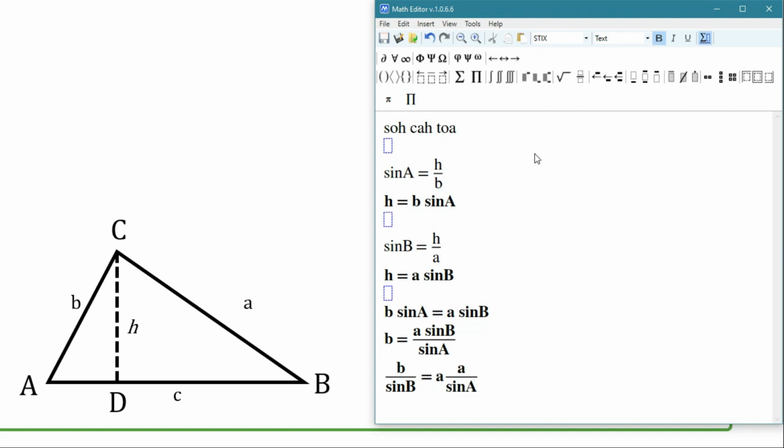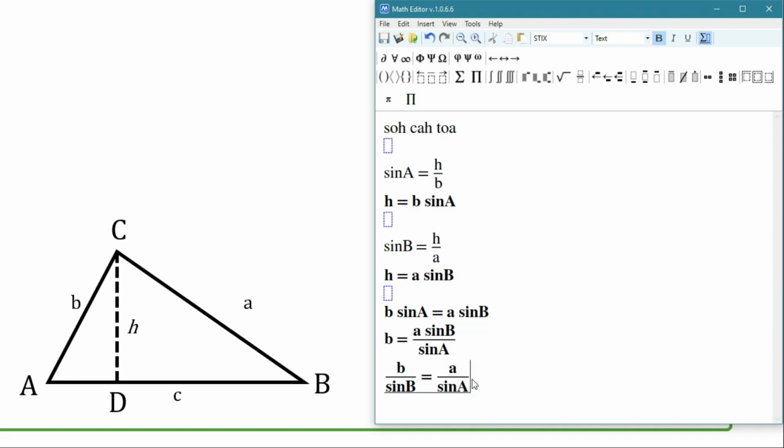Over sine of a. Okay. So in this case, we have just formed the concept regarding the side and the sine of the opposite angle. Ibig sabihin, sabi dito, the ratio of the side with that of the sine of its opposite angle is proportional to the other side and the sine of the opposite angle of the other side of the oblique triangle.